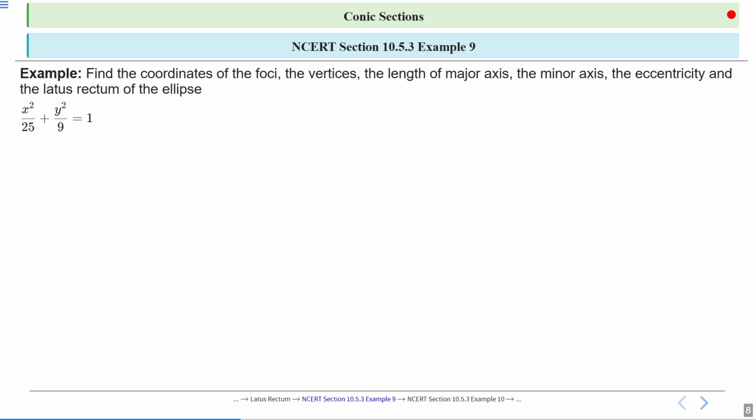So in this example we have to find the coordinates of the foci, the vertices, the length of major axis, the length of minor axis, and the eccentricity and the latus rectum of the ellipse. That means the length of latus rectum of the ellipse, and we are given the equation of the ellipse: x square upon 25 plus y square upon 9 equal to 1. So we have to find the coordinates of foci, the vertices, the length of major axis, the minor axis, the eccentricity, and the length of latus rectum.